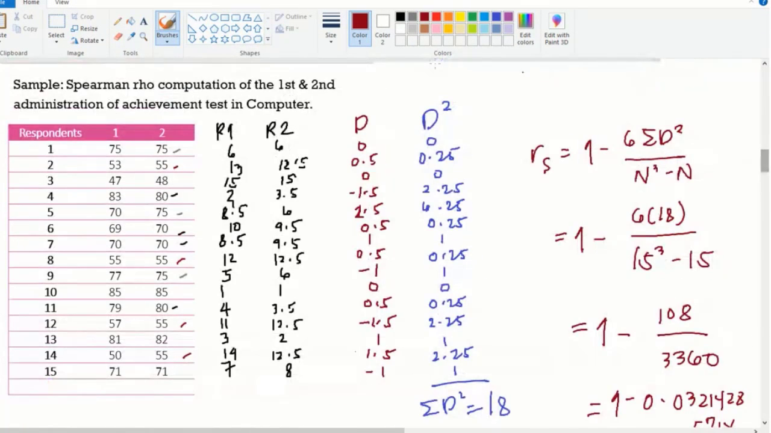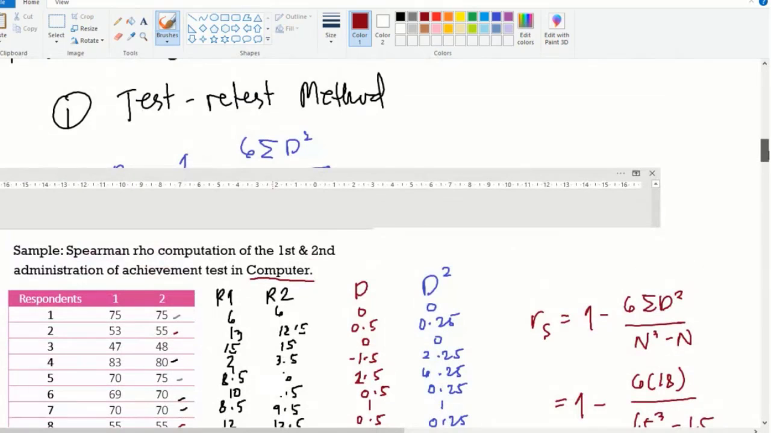So, meaning, Spearman-Rho computation of the first and second administration of achievement test in computer. So, the achievement test in computer is indeed reliable using test-retest method. Well, what do you call this one?